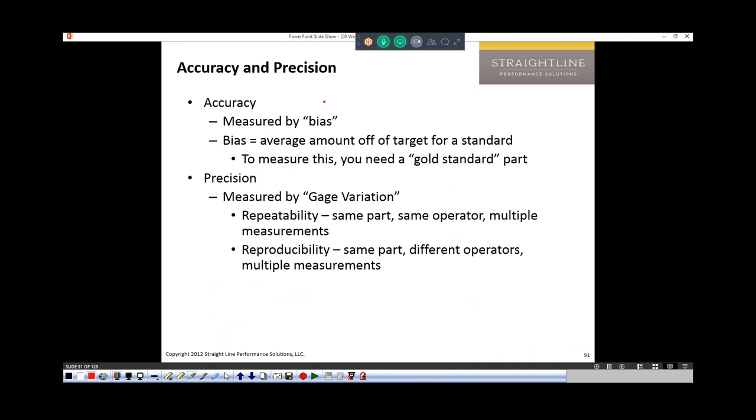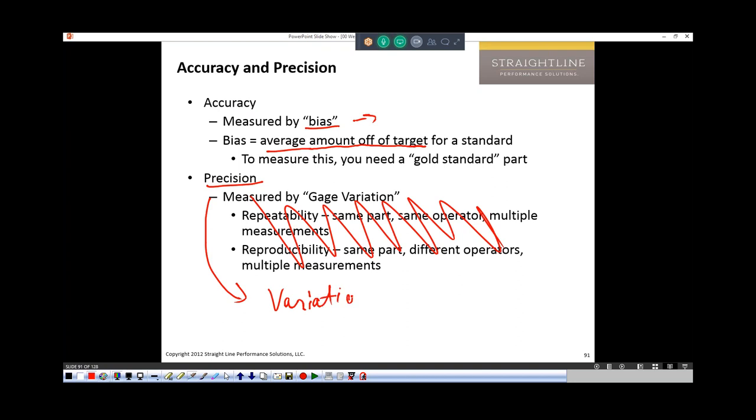So the key thing, forget about all these words for just a second: accuracy, we measure by bias. On average, are we off the target? That's what bias means. And then precision is measured by gauge variation. The key thing is this is all about variation. This is all about the plus or minus. This is all about the target, and this is all about the plus or minus around that target. So we need both of those things.